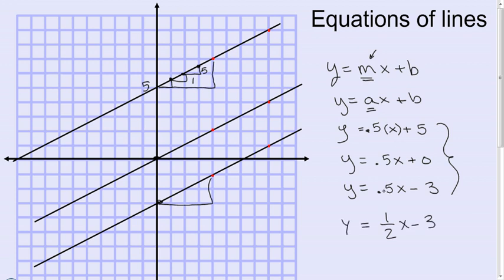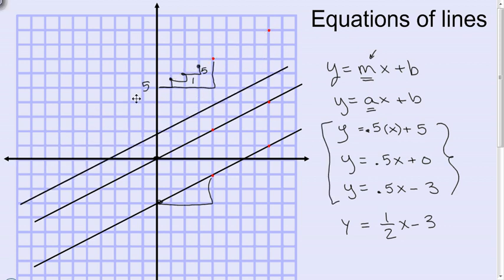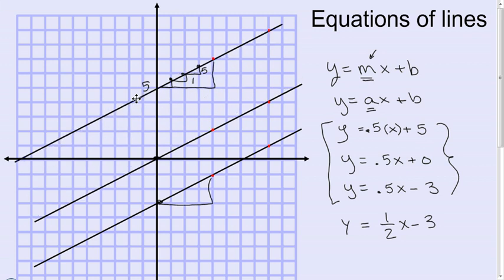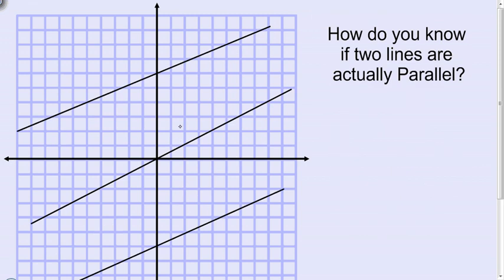But in general, you'll notice all three of these lines, which are parallel lines, all three of these lines have the exact same slope. If I slide this line down onto the other one, you can see they are perfectly the same line. And the reason why they are the same slopes, or the reason why they're parallel, is because they have those same slopes. They're not going to get closer to each other. So how do you know if lines are actually parallel? We just kind of dealt with that.